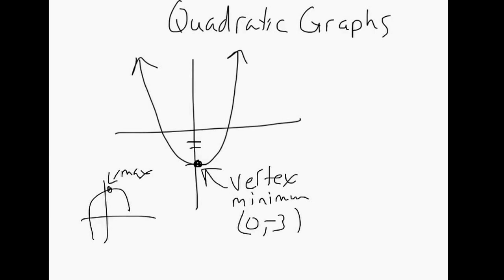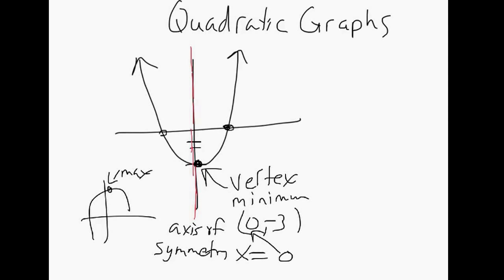I'll switch to a different color. This red line that I just drew would be the axis of symmetry. The axis of symmetry is always x equals whatever number is right there. So x equals 0 for this one, but it could be a different number.